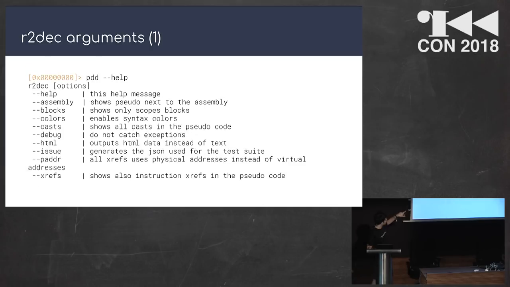And you can also combine them. So you can have pdd and assembly and, I don't know, casts too, if you want to see all the casts, like if it's going to cast something from, I don't know, 8-bit to 16-bit and whatever.